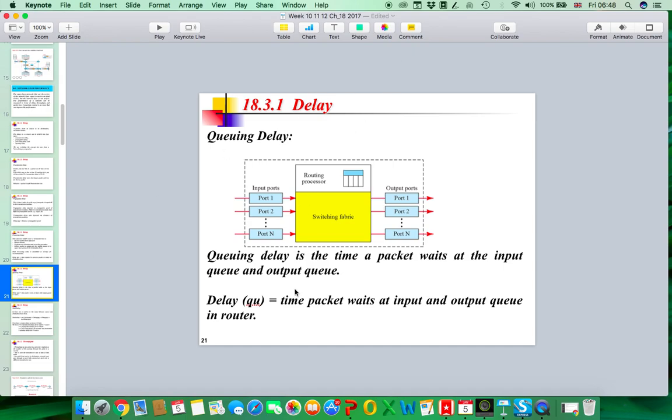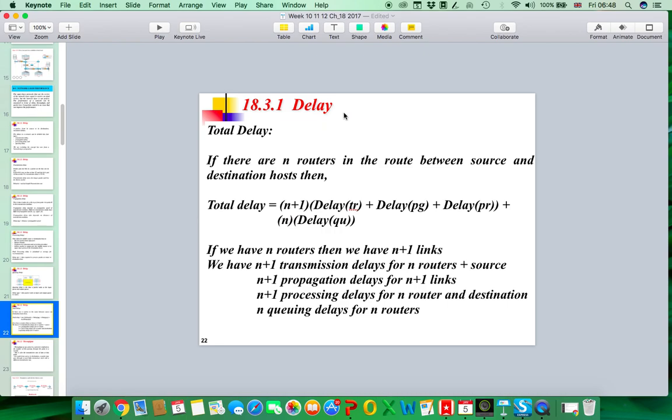Then we have the queuing delay. In this case, you are calculating the delay that has happened because at the router, the packet has spent time in the input queue and the output queue. So the queuing delay is the time the packet waits at the input and output queue in the router. Now let's see how we calculate the total delay.